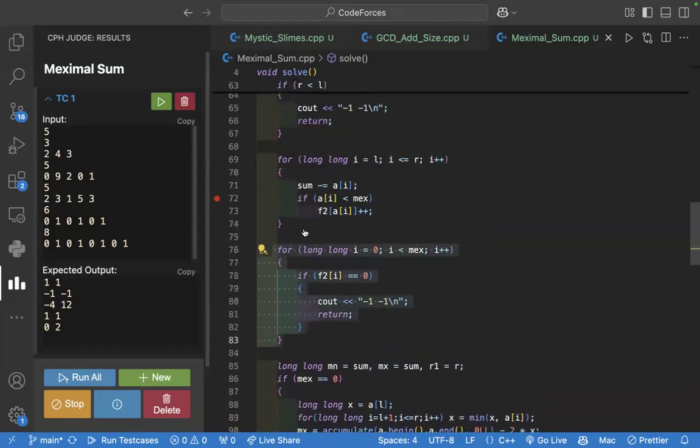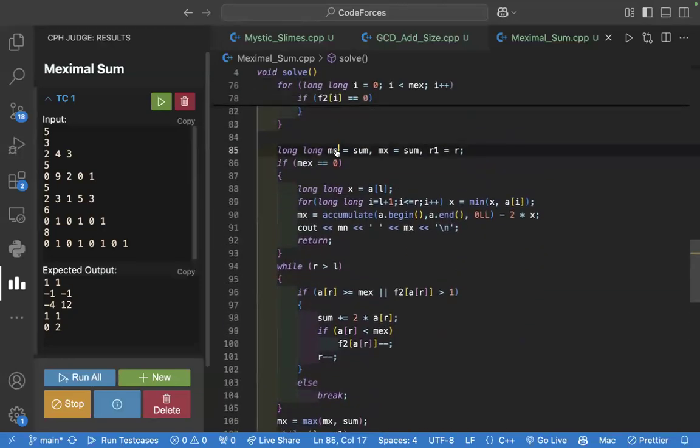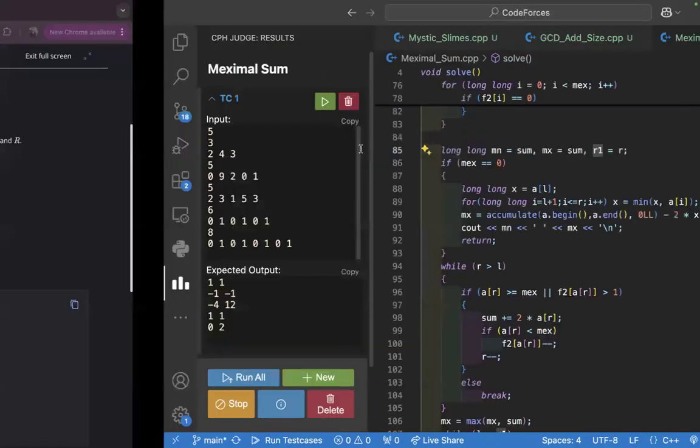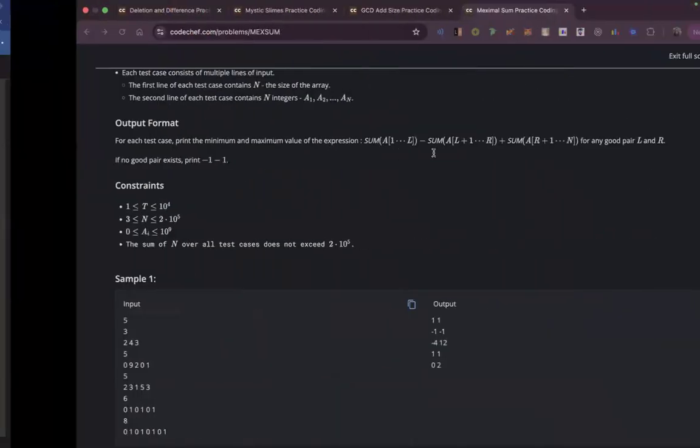Now, if everything is good to go, I can use the two-pointer approach. Now I'll say, what is my minimum answer? Minimum answer is sum. It has not changed. Mx is also sum. And this is my R1 value, which is like the small r that I had over here. So I just stored that in R1.